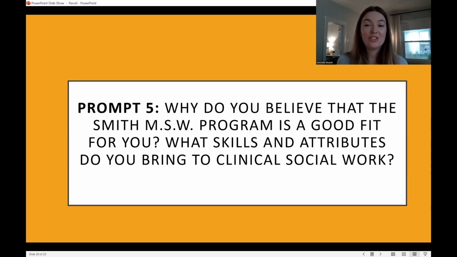And this brings us to the final prompt, number 5. Why do you believe that the Smith MSW program is a good fit for you? What skills and attributes do you bring to clinical social work? So Smith College is interested in this question because they want to gain an understanding of why you are interested in their school in particular. More specifically, they are curious to know why you are interested in clinical social work.